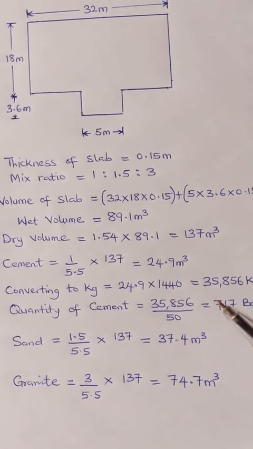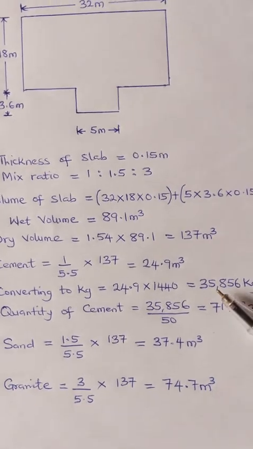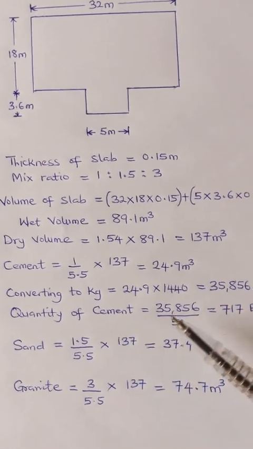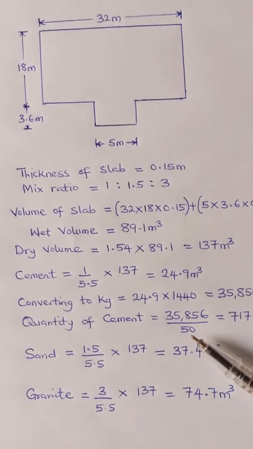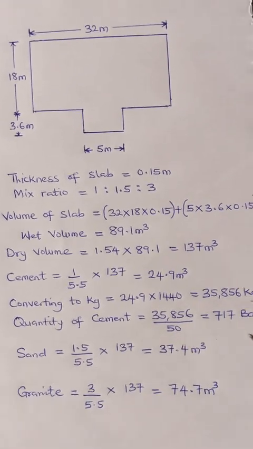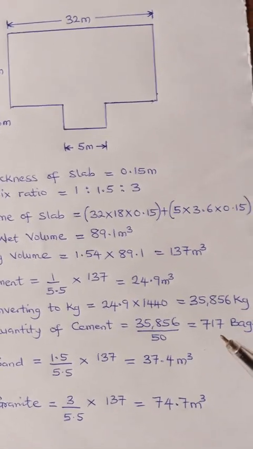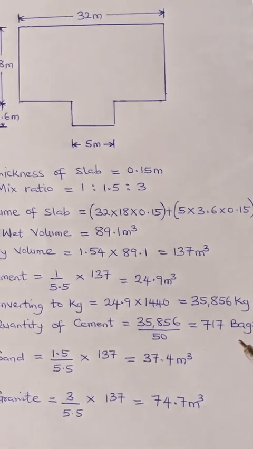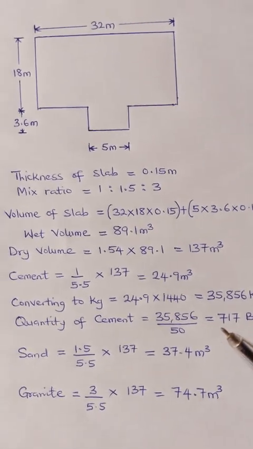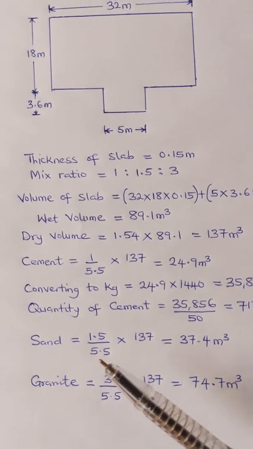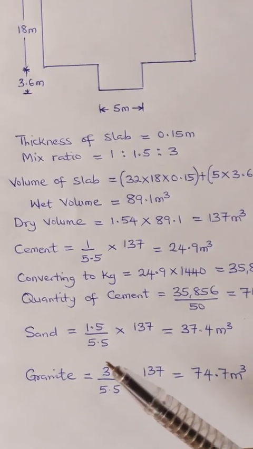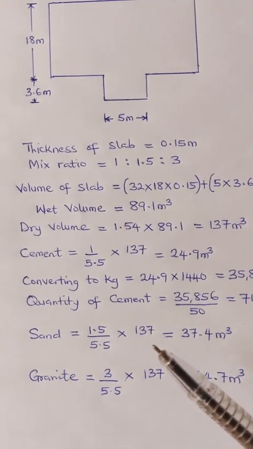For us to know the number of bags from this weight, we have to divide this weight by the weight of one bag of cement, which is 50. So we now have 717 bags of cement.